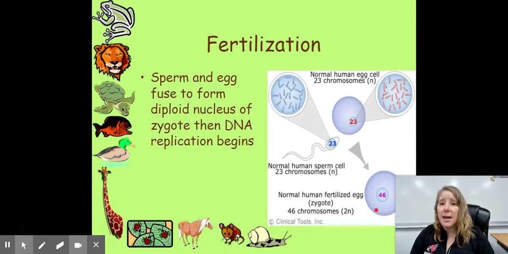Now that number changes depending on the insect or the animal. Fruit flies have 8 total chromosomes. I think dogs are 72. Don't quote me. It's higher. Anyway, there's quite a bit.